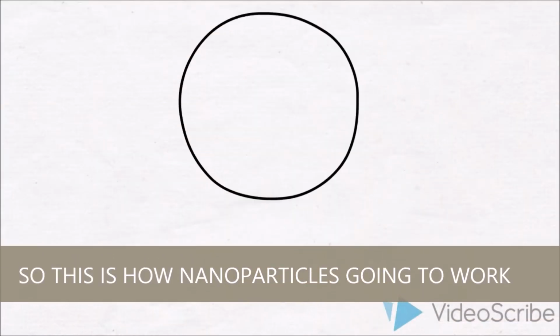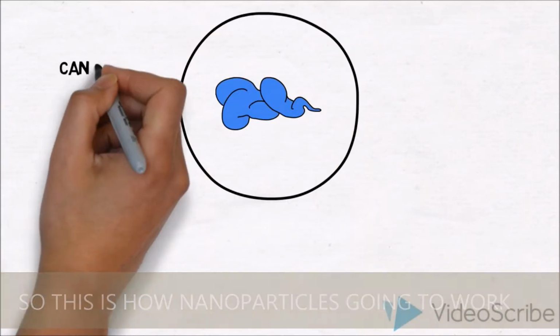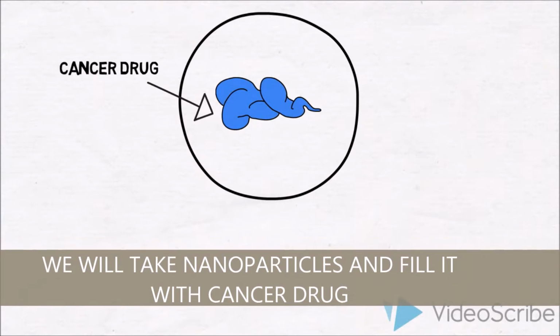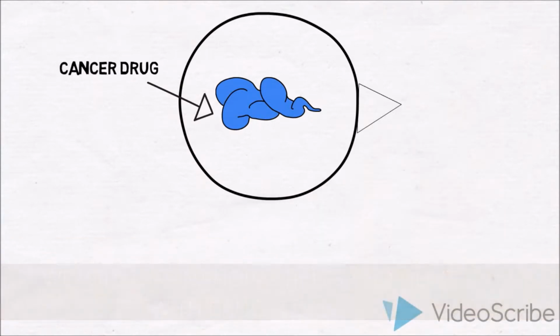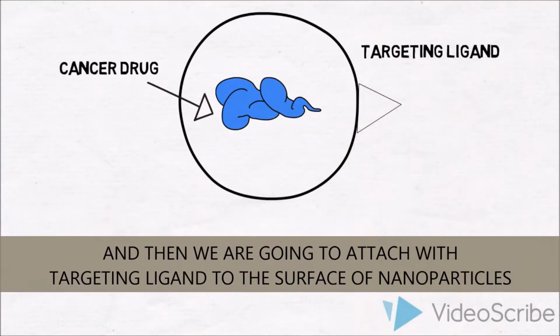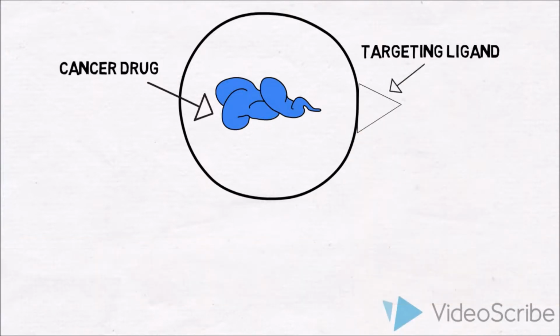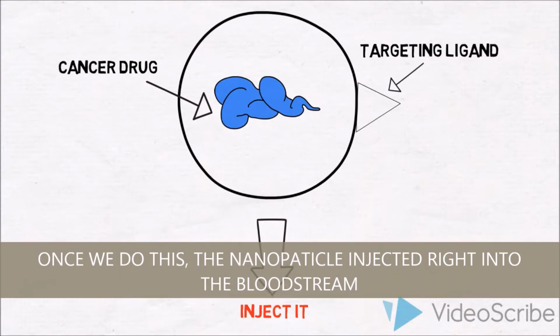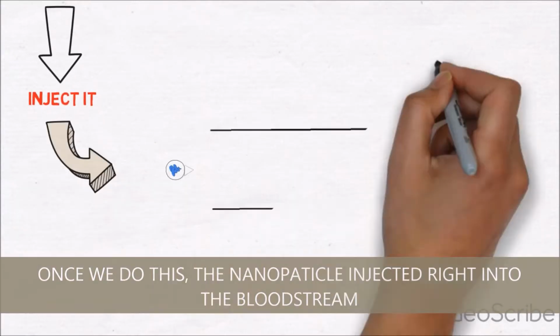So how are these nanoparticles going to work? We're going to take our nanoparticle and fill it with our cancer drug right there. And then we're going to attach a targeting ligand to the surface of the nanoparticle. And I'll explain how these work in just a bit. Once we do this, the nanoparticle is injected right into the bloodstream. Here's what it looks like.